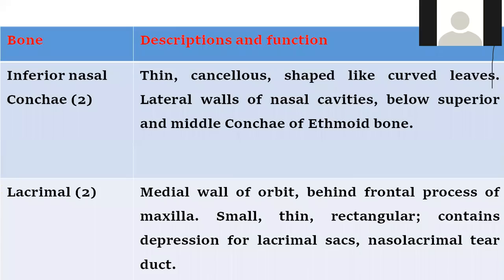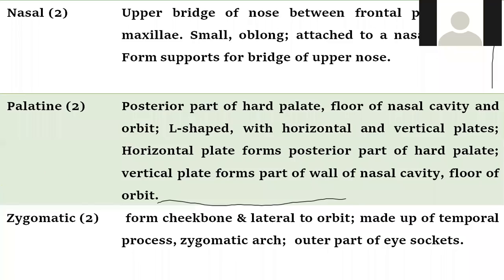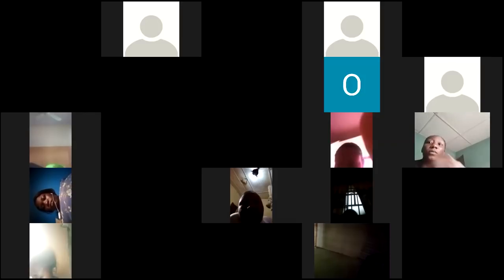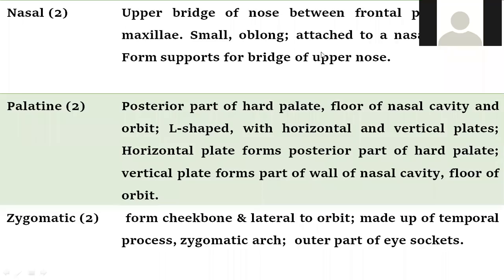Now let's move on as we discuss the nasal bone. The nasal bones form the upper bridge of the nose. I'm sure you can just begin to imagine even with yourself as I'm discussing it. So the nasal bone forms the upper bridge of the nose between the frontal processes of the maxilla. They are small, oblong, and they are attached to the nasal cartilage. So they form support for the bridge of the upper nose. There are also two. Remember I told you we have 6 paired bones that make the facial bones.